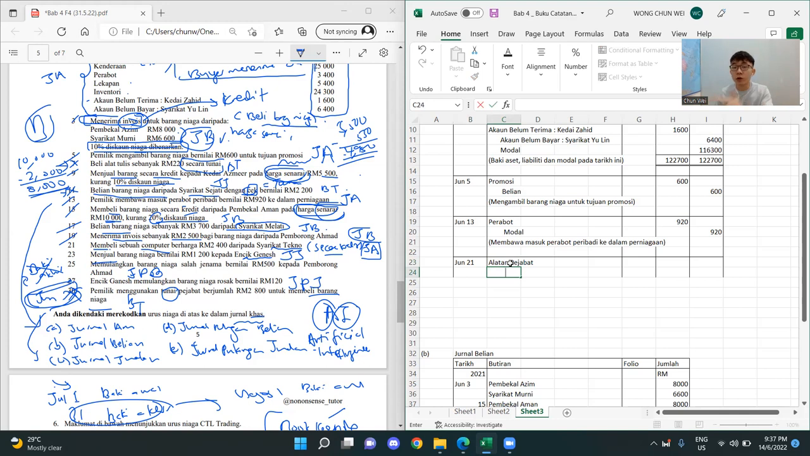So after debiting the alatan pejabat, then what do we credit? Secara credit, right? So you think, whenever there is secara credit, there always must be a name one, because kita hutangkan kepada orang tu. Alright, so here is the daripada siapa? Syarikat Tekno. So meaning we put the name Syarikat Tekno. And to be more specific, you can put account yang belum bayar, Syarikat Tekno. So alatan pejabat 2,400.